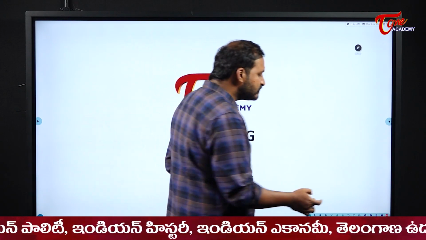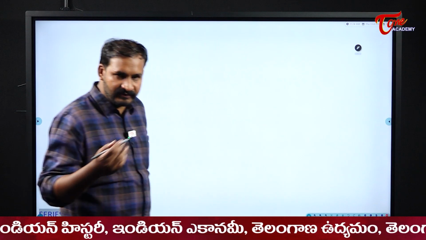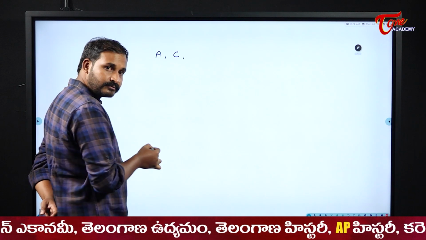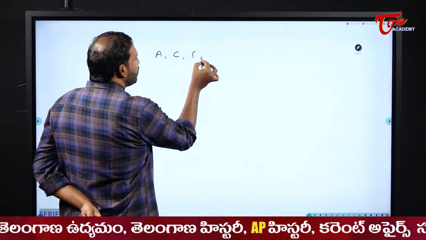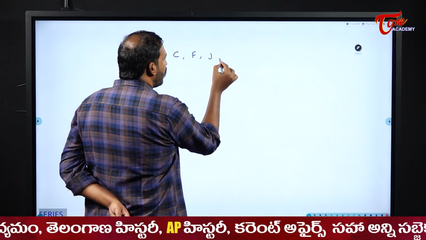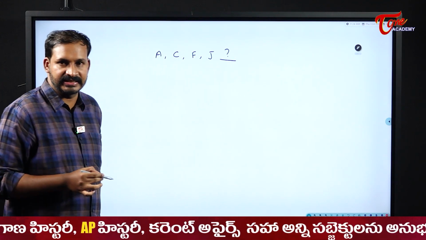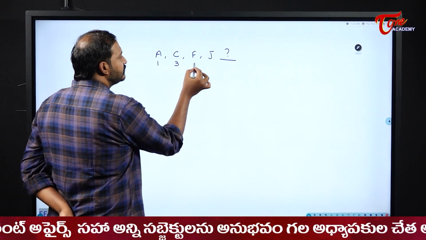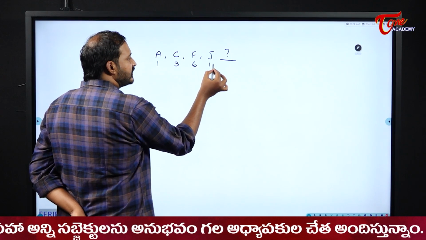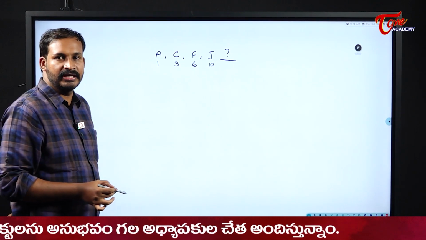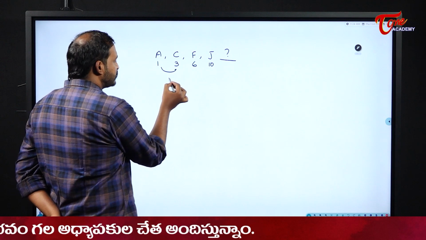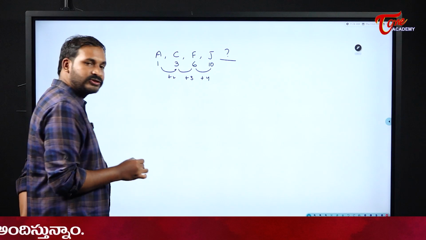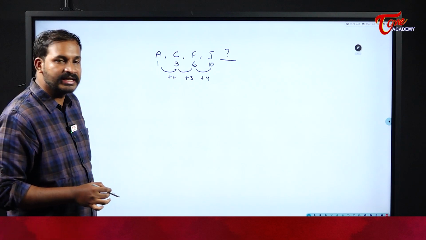Now, what is meant by this alphabet series, sir? First, we will see a general example. If I say something like this, A, C, F, J, what comes next in this series? Now, please observe what is happening here. 1, 3, 6, and this is the 10th alphabet. If you observe carefully, what is happening here, students? Plus 2, plus 3, plus 4, right? Now, what comes next here?